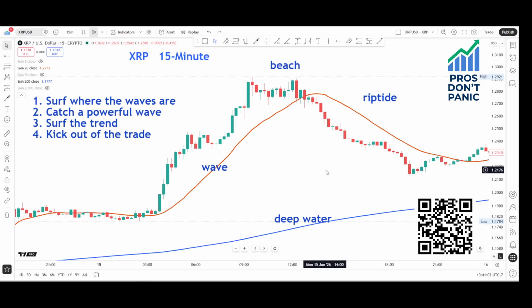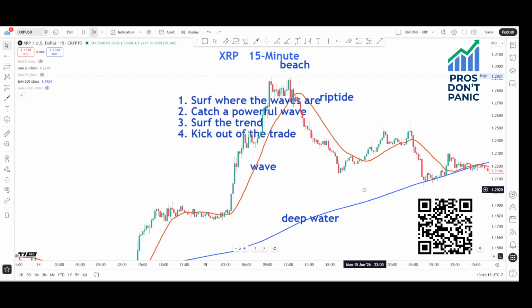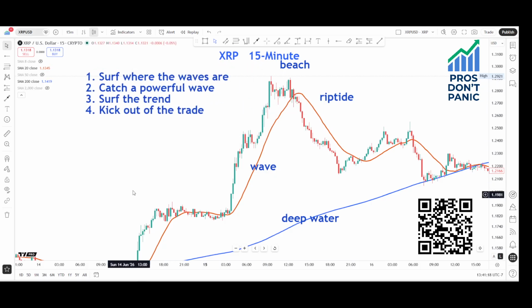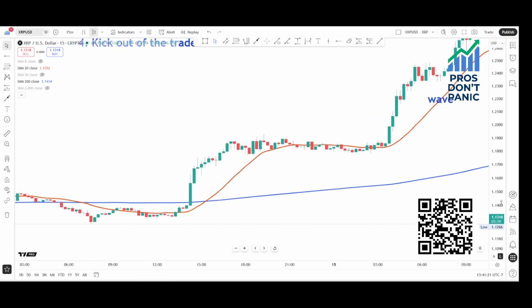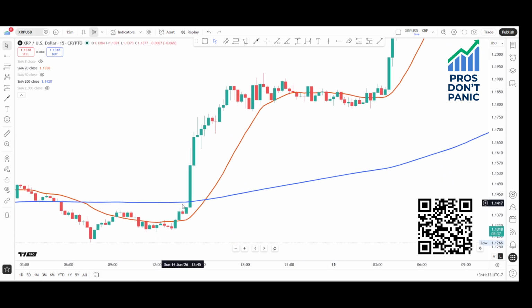This is XRP on the 15-minute chart. This QR code over here, I teach this in a course in detail. I go candle by candle on how to manage this, how to manage every phase of this. And you're going to see this occur over and over and over again. Here's another one right here. You could look at this same exact analogy. You're sitting in this lineup, it pops, you get in, you surf, you get out at the beach. In this case, it didn't go back in the riptide, but you were able to surf and get out at the beach. I could show you hundreds, if not thousands of these on any market, any time frame. They all work the same, and they go in both directions.